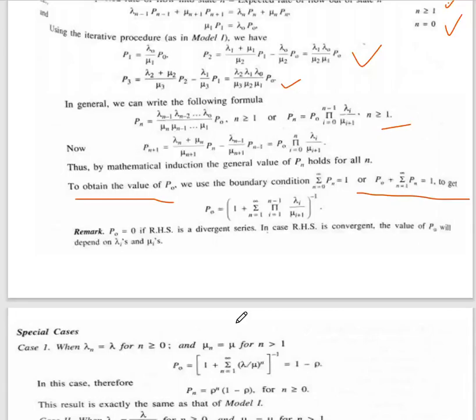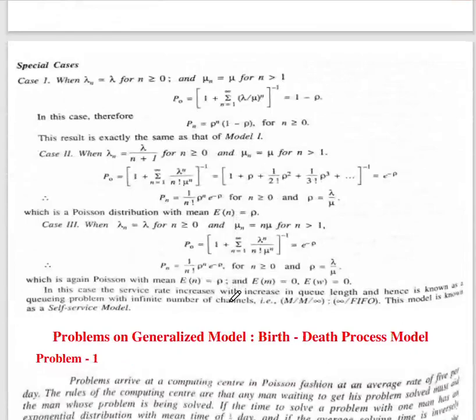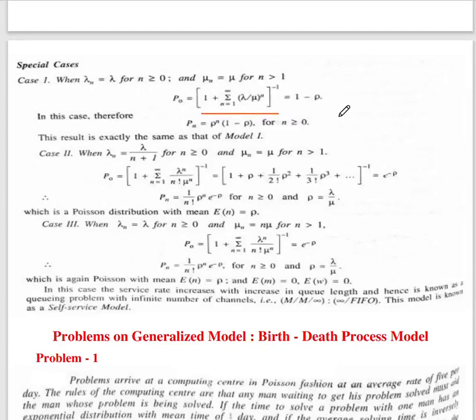So this is model number 4. Now we will see some special cases for this model. Case number 1: when lambda n equal to lambda for n greater than or equal to 0, and mu n equal to mu for n greater than or equal to 1. Which implies P0 equal to 1 plus the summation from n equal to 1 to infinity of lambda by mu to the power n, all to the power minus 1, and this can be written as 1 minus rho.